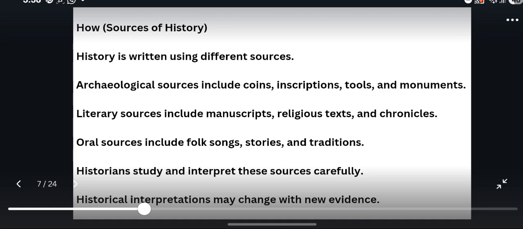What are the sources of history? History is written using different sources. Are you familiar with any of them? If so, please do comment below.